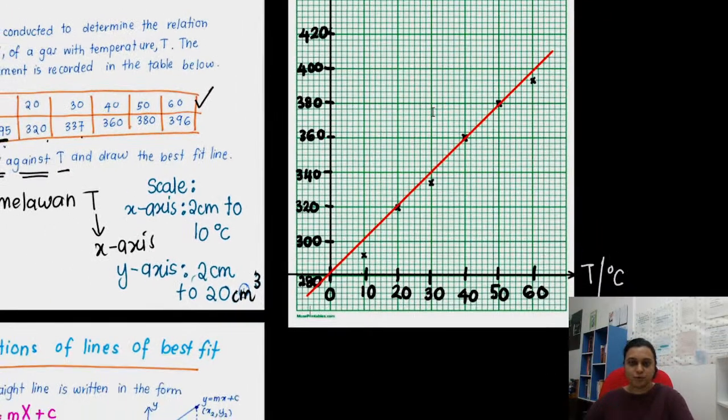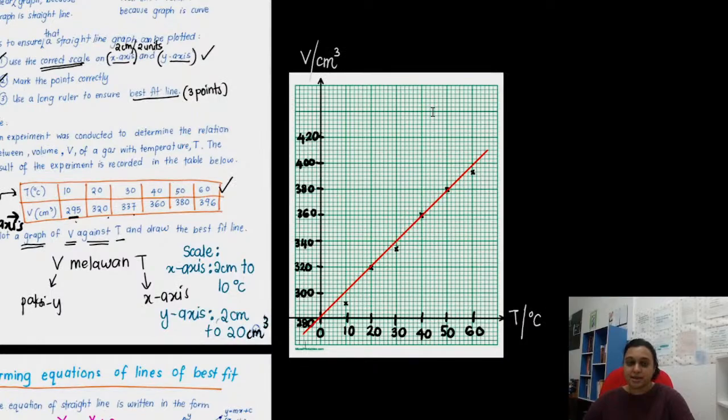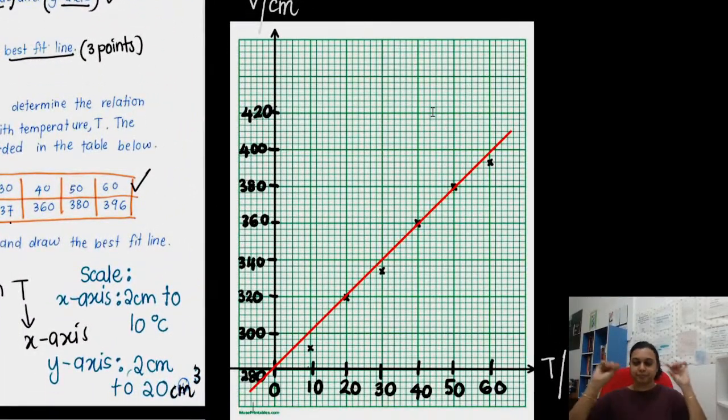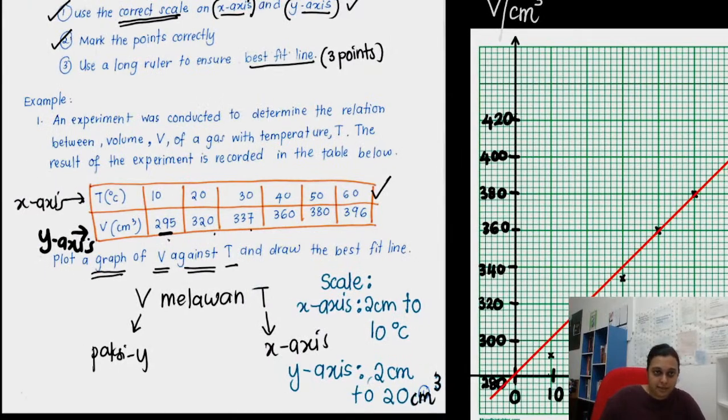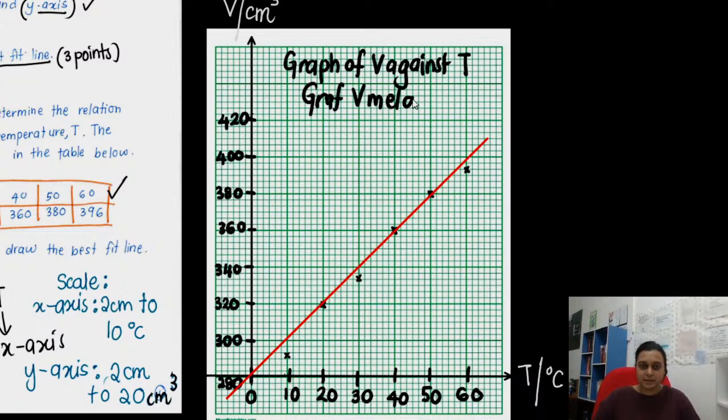Okay. So, one more last thing. Sebelum you finish, okay, you must tulis the title of the graph. Okay. So, this is how to know the title. Just copy this one. Just copy this one only. Graph of V against T. Just copy that thing. Okay. Graph of V against T. In bahasa, graph V melawan T.